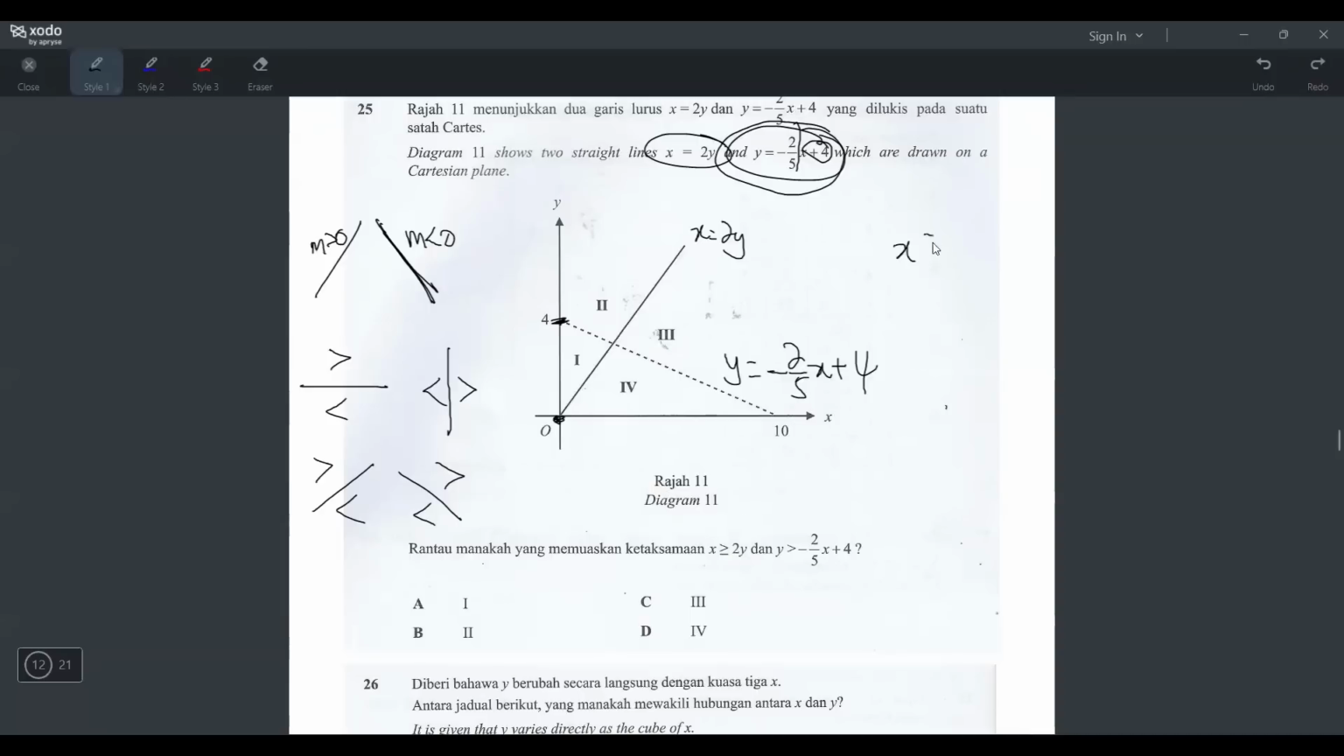So the first one is x bigger than or equal to 2y, right? It means I have to take atas garisan or bawah garisan. Okay, let me tell you a common mistake. A lot of students will say, oh, sir, ambil atas garisan because bigger. And then they will go here and say ambil atas. Okay, salah. You have to take bawah garisan. Even though it's bigger, you still have to take bawah garisan because your y is positive, but it's on the other side like this.